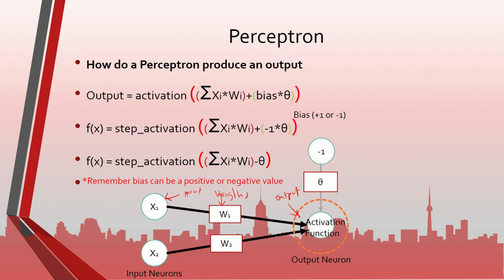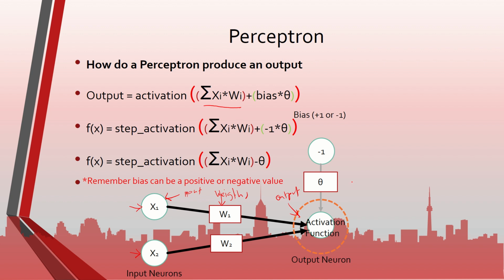Alright, so how is the output calculated? Imagine you have an input, and the input is then calculated at the output neuron. So the calculation is as follows. First of all, we need to calculate the sum of the product of the input times weight. Then, we need to add the bias times the threshold value.